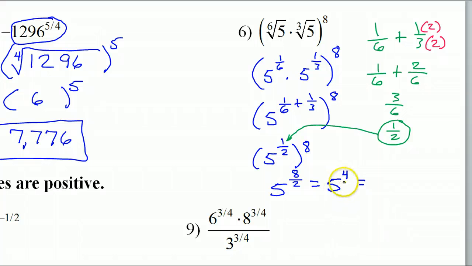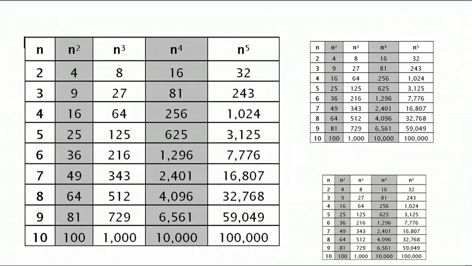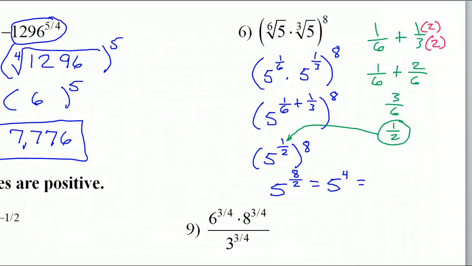And we're not going to leave it like that when we have a table to use. 5 to the 4th power is 625. So that will be your final answer for number 6. Kabam!